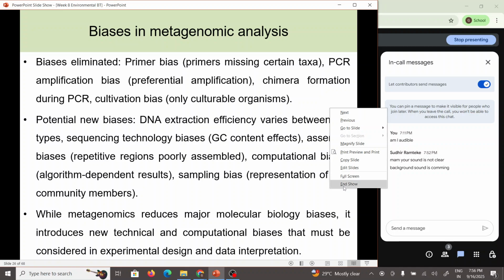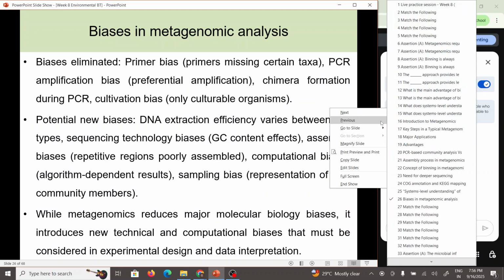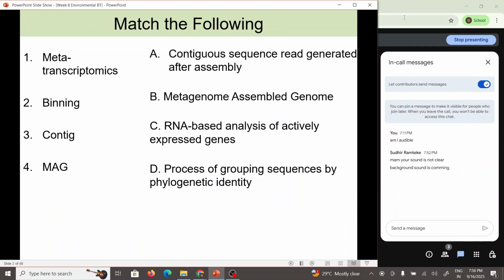So based on this, we will try to solve some questions. So this is a match the following question. You can post your answers in the chat box. Just give us if 1A, 2B, 3C and 4D is the right answer, just give that in the chat box. I'll wait for a couple of minutes for you to answer this question. After seeing some 2-3 questions, we will then go for discussing the bioremediation process.